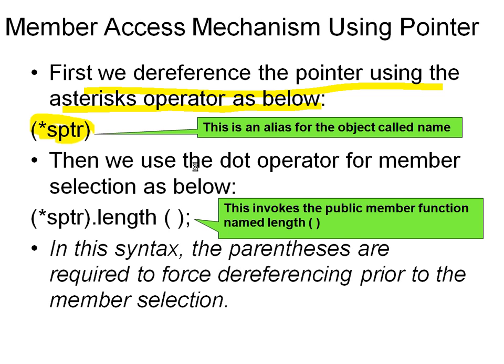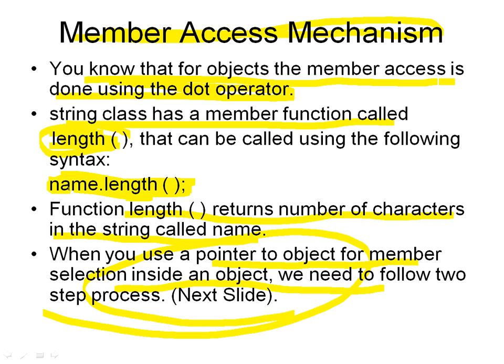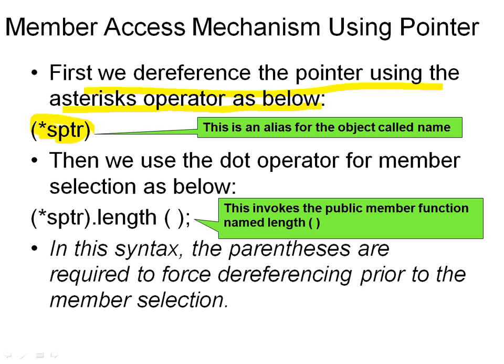This expression inside the parentheses becomes the alias for the object name. So this behaves just like the name behaves. Okay, so this is an alias for the object instance name. Then we use the dot operator for member selection as below. Since this is the alias for the object or instance name, I can put the dot here and call the member function length. So this will invoke the public member function called length.